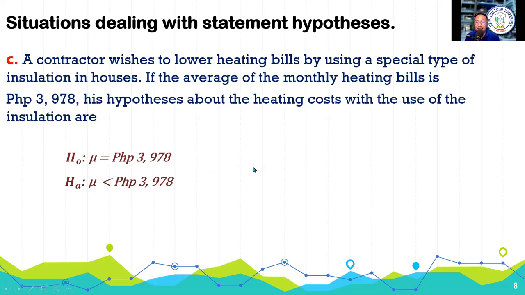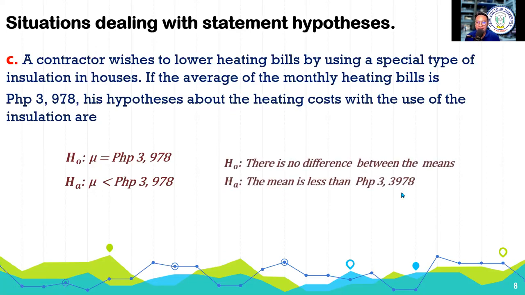And if you want to write this in sentence form, these are the answers. The null hypothesis states there's no difference between the means. And the alternative hypothesis, the mean is less than. There's a typo with the number: remove the 3 before the 9, so it should be 3,978. Questions so far? Easy, right?